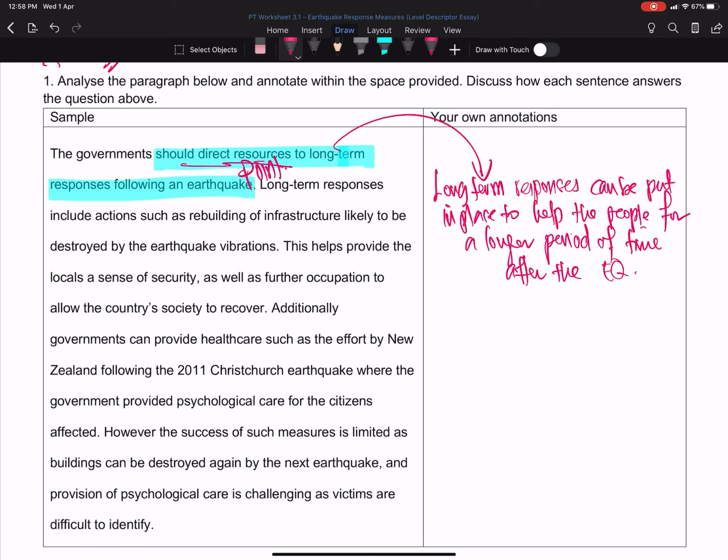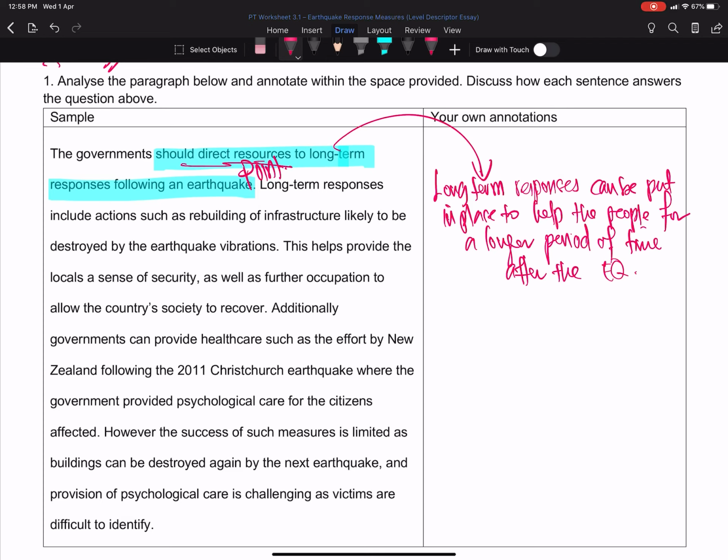Then, again, if you recall, the purpose of point P is so that you don't assume your reader knows what is the factor that you're talking about. Here, you don't need to assume. The reader, after reading my first sentence, will know what long-term response is about. Okay? We go into the second sentence.